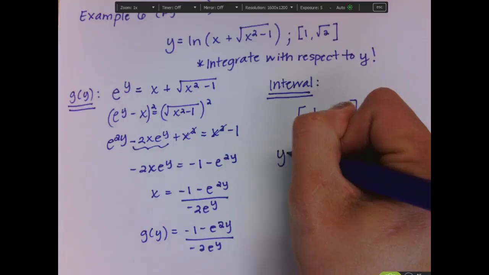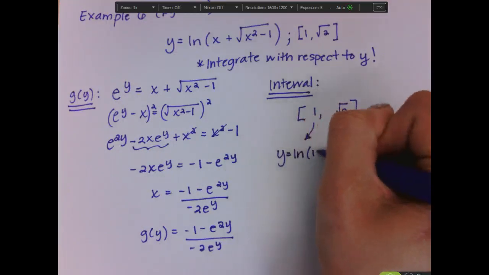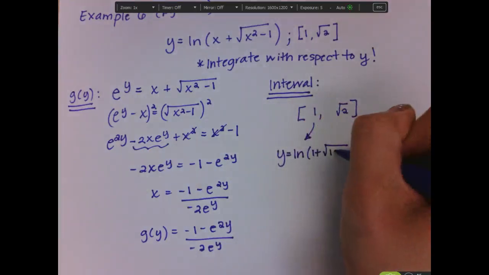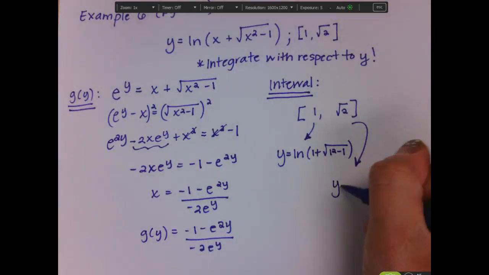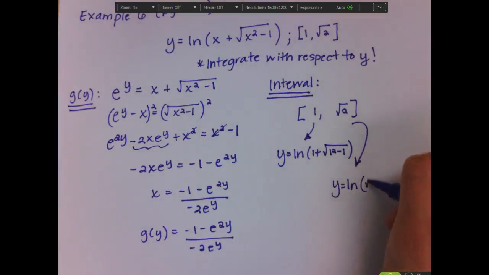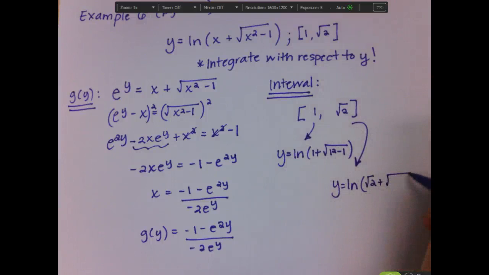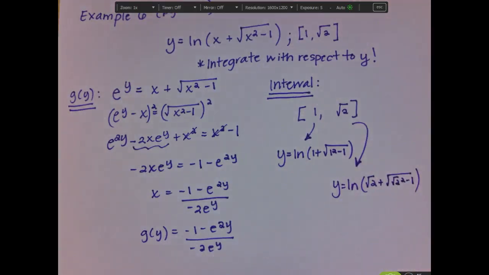So I'm going to take 1 and plug it into the given function, and find its corresponding y value. I'm going to do the same thing with the square root of 2. I'm going to plug that into the given function, and I'm going to simplify each one so that I get an actual value.